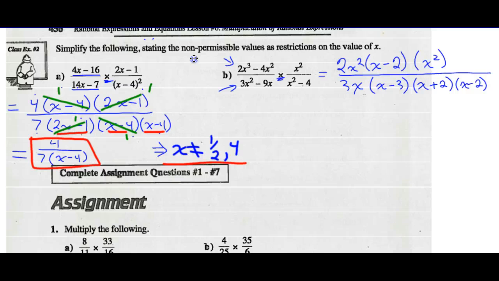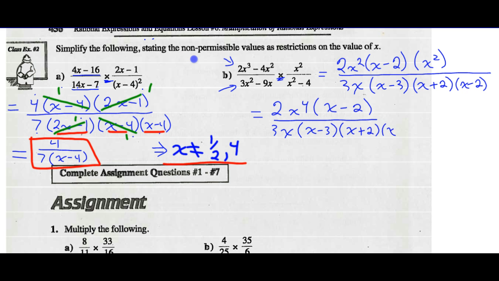So if I want to maybe just go one more step, I can simplify my numerator, 2x squared and x squared. Because those are both monomials, I could multiply those together and write this as 2x to the 4th times x minus 2 in my numerator. My denominator would stay the same as 3x times x minus 3 times x plus 2 times x minus 2. All right. So right now I have factored both numerators and denominators.